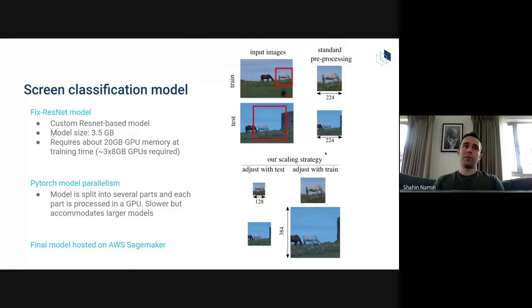We used the fixed ResNet model, which is another model proposed in 2019 by Facebook. This model is based on ResNet 101 as the backbone, and the model size in the end was about 3.5 gigabytes. It's a huge model. And for training this model, we needed about 20 gigabytes of GPU memory, and we didn't have access to such GPUs because they are very expensive.